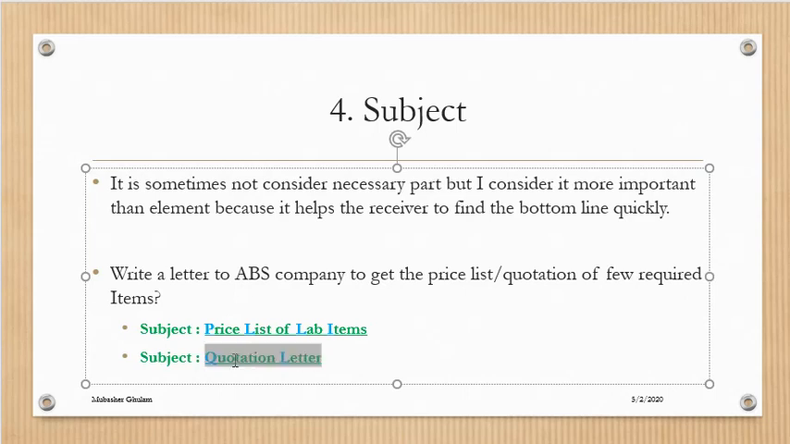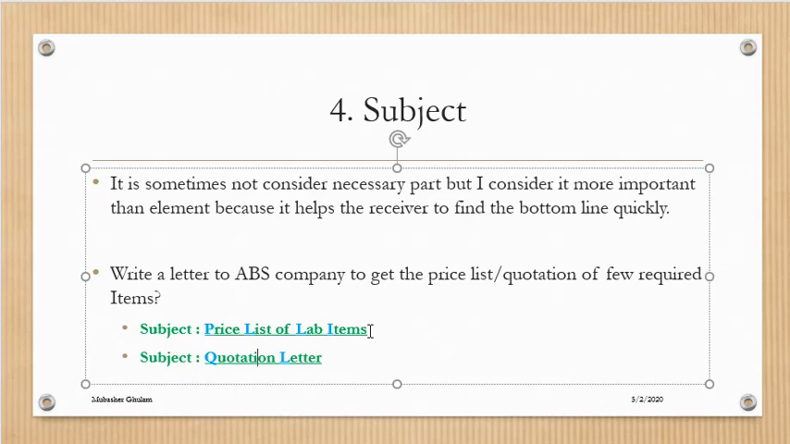or you may use "Quotation Letter" as well. So both of these subject lines may be used, and when your reader reads this, he can understand easily: okay, this letter is about the price list, this letter is about the quotation list. And sometimes the boss directly marks the letter to the specific person who can provide the list, so it is saving time. That's why I feel that it is imperative in a business letter that we should use a subject line.